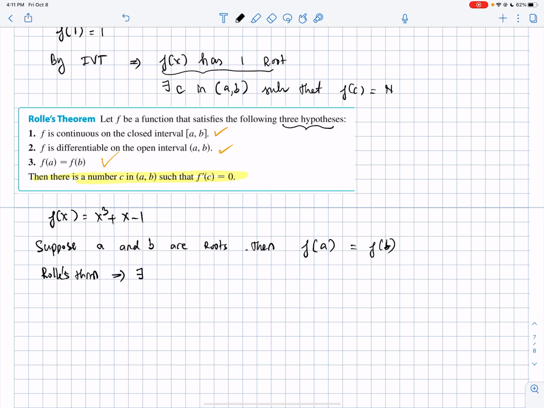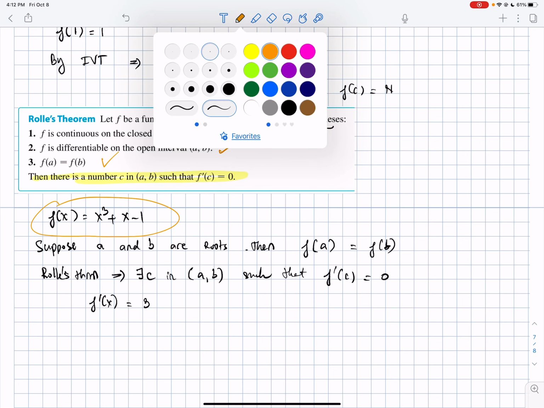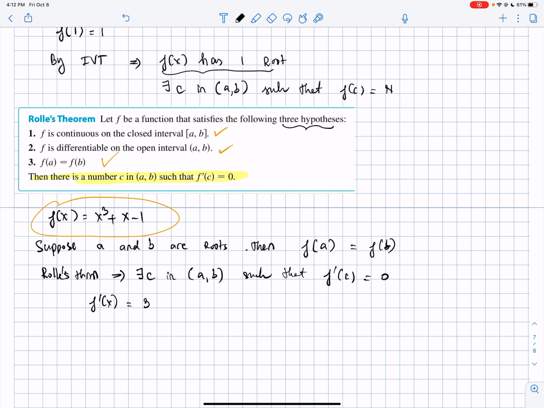Then there exists a number c in the open interval (a, b) such that f prime of c equal to 0. But now let's calculate f prime of x from our problem. This f of x is given. Then we take the first derivative, so we will get 3x squared plus 1. But what happens with this f prime function is that it is never 0.